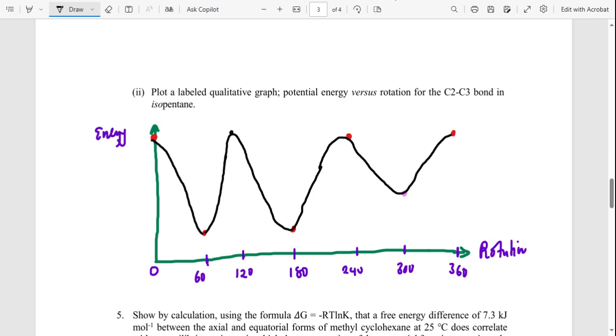Right. Do we have any question of what we've done here? Any question?